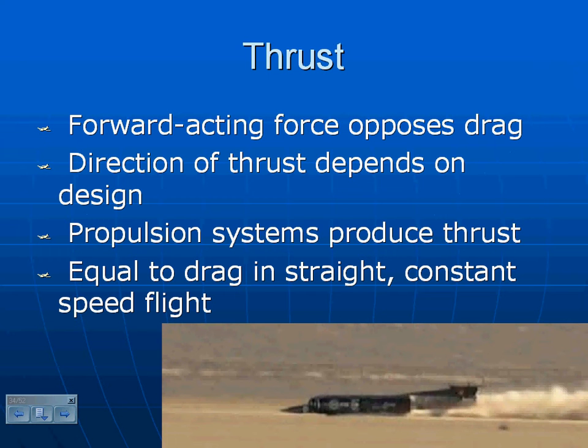Direction of thrust depends on the design. Propulsion systems produce thrust equal to drag in straight and level flight, on accelerated flight. It's interesting enough, a lot of people think that thrust is what causes an airplane to fly. It is not. All thrust allows an aircraft to do is to produce forward motion, which therefore allows the relative wind to start acting upon the wing.